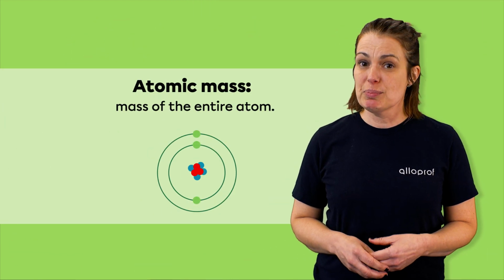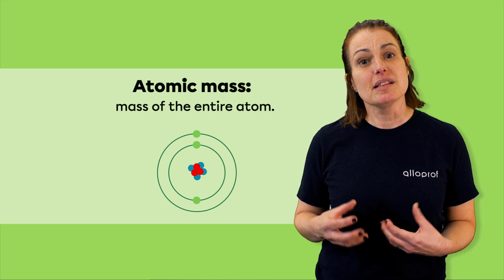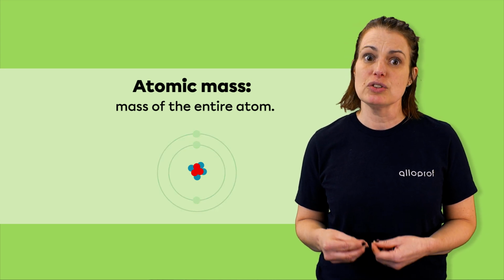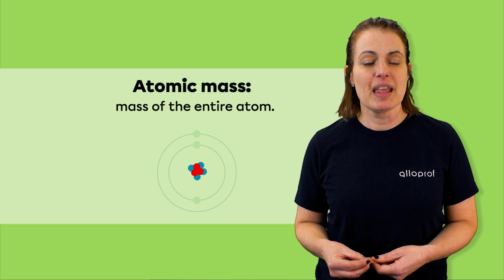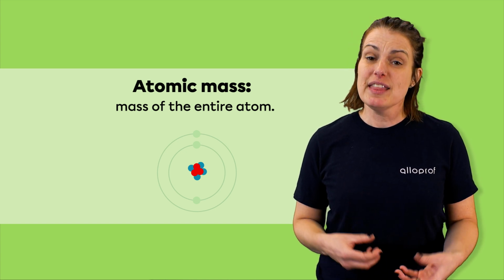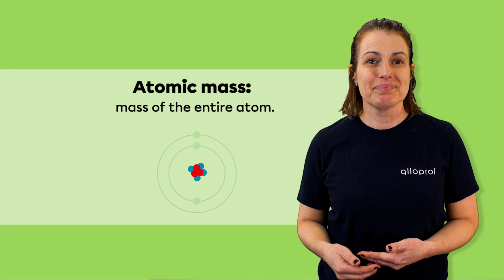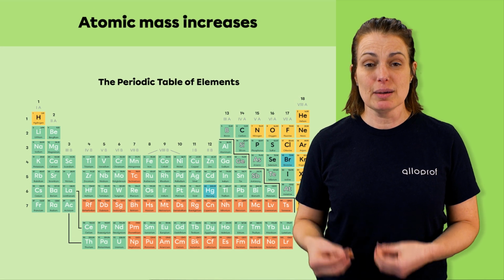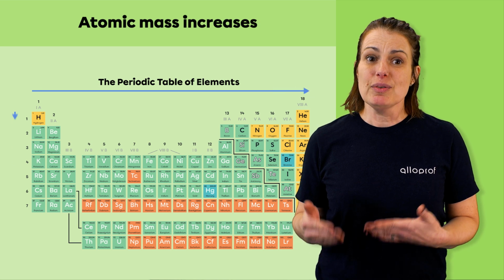The atomic mass represents the mass of an atom. Since the mass of electrons is negligible, only the mass of protons and neutrons is taken into account to find the atomic mass. The higher the atomic number, the more protons there are in the atom, and therefore there are more particles. In the periodic table, the atomic mass increases with the atomic number, from left to right and from top to bottom.